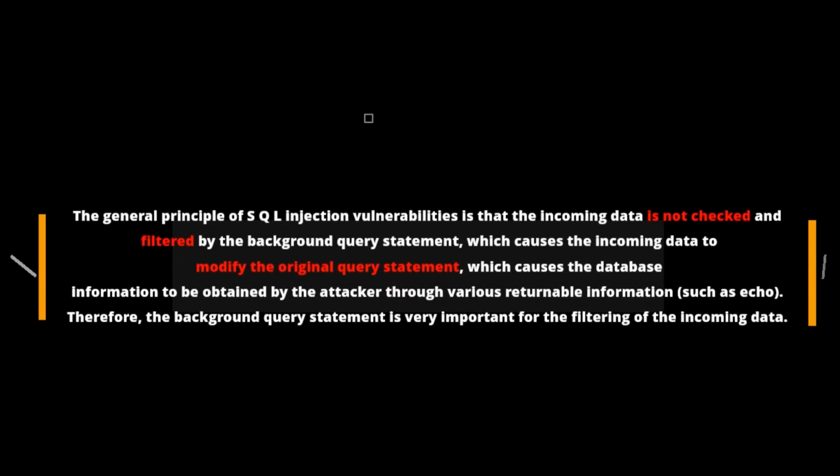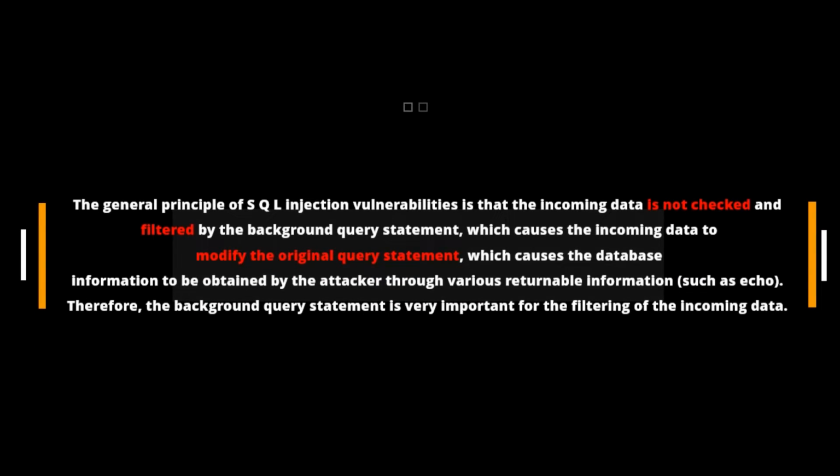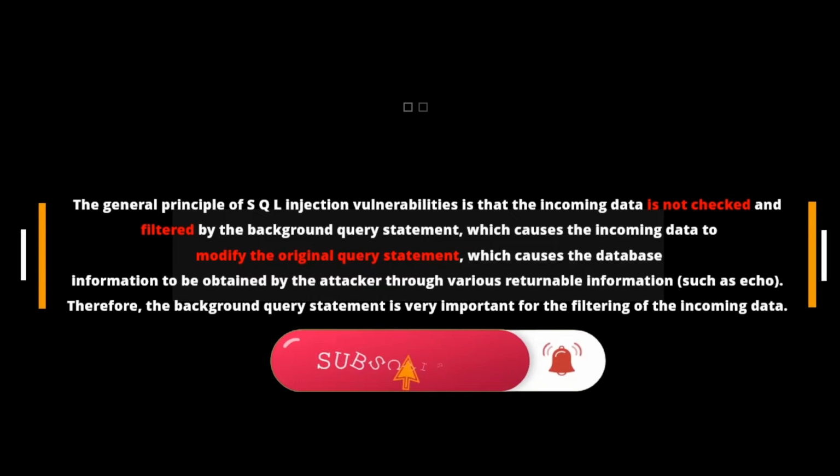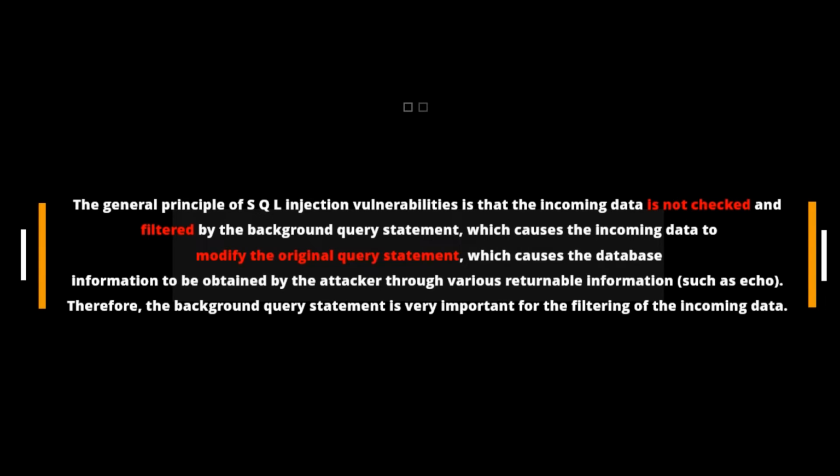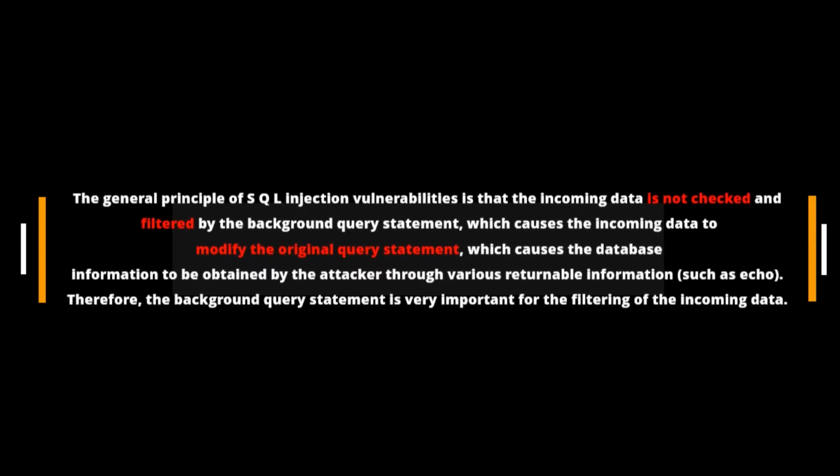The general principle of SQL injection vulnerabilities is that the incoming data is not checked and filtered by the background query statement, which causes the incoming data to modify the original query statement, which causes the database information to be obtained by the attacker through various returnable information, such as echo. Therefore, the background query statement is very important for the filtering of the incoming data.